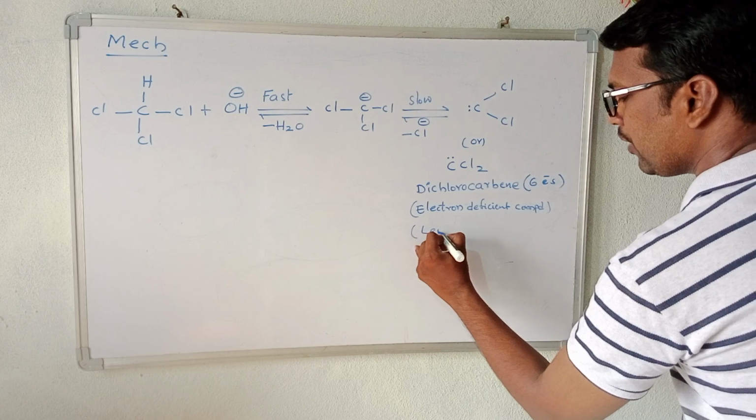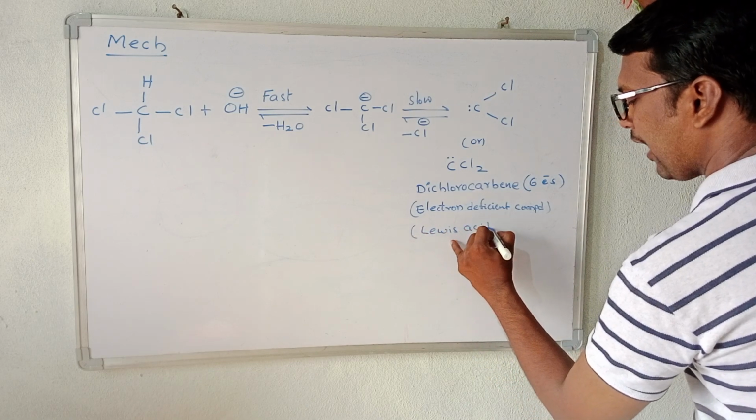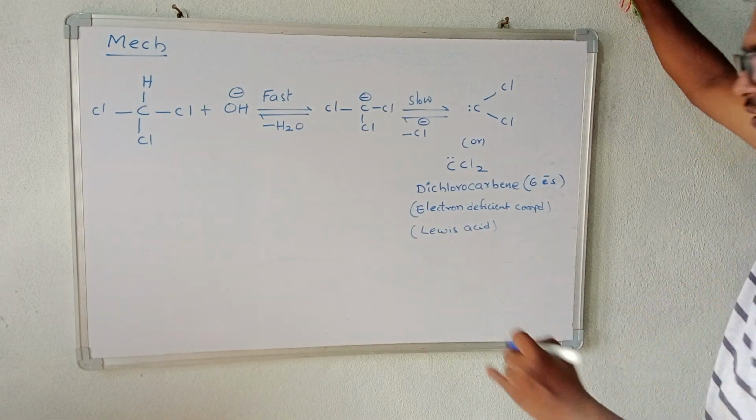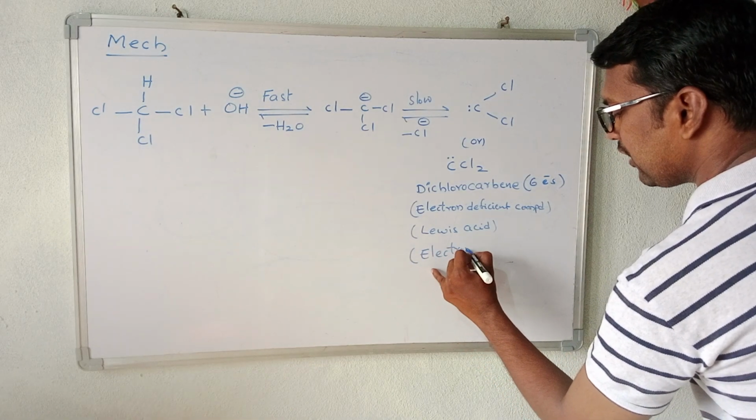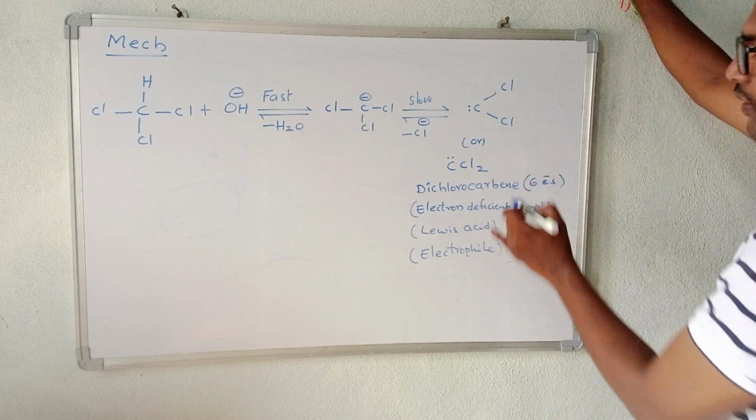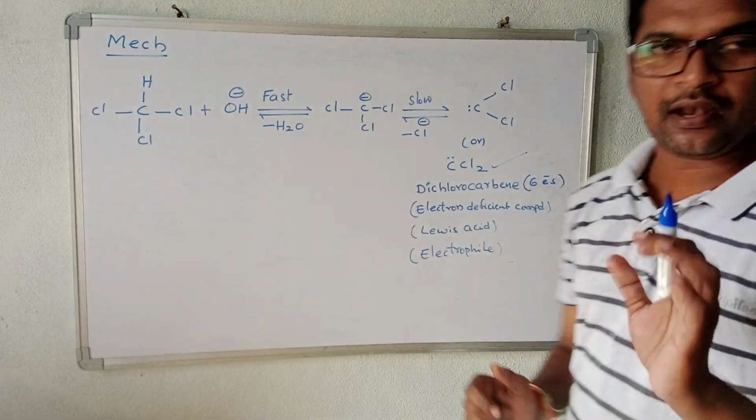Electron deficient compound means it can act as a Lewis acid. A Lewis acid is an electron deficient compound, and these Lewis acids can act as an electrophile. So in the Reimer Tiemann reaction, this CCl2 can act as an electrophile.